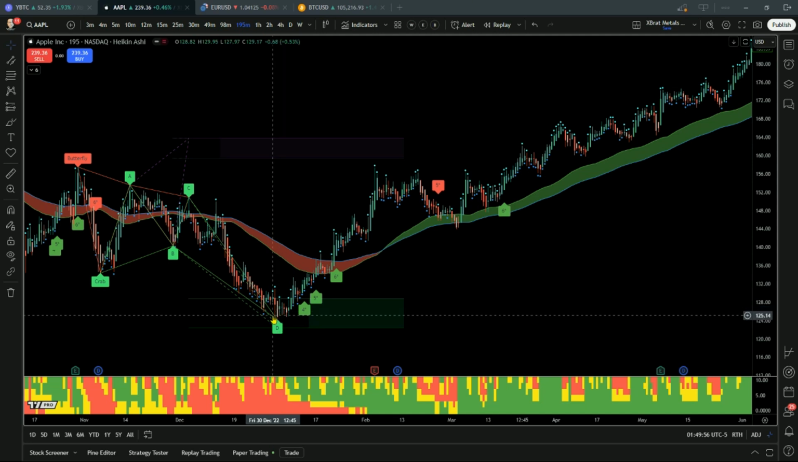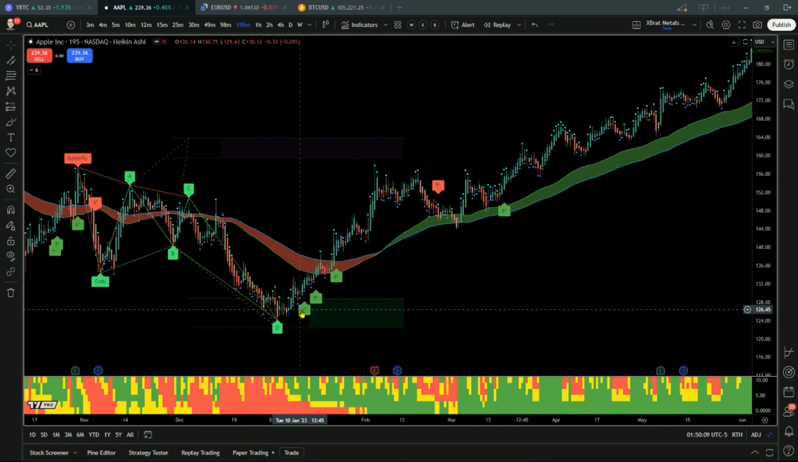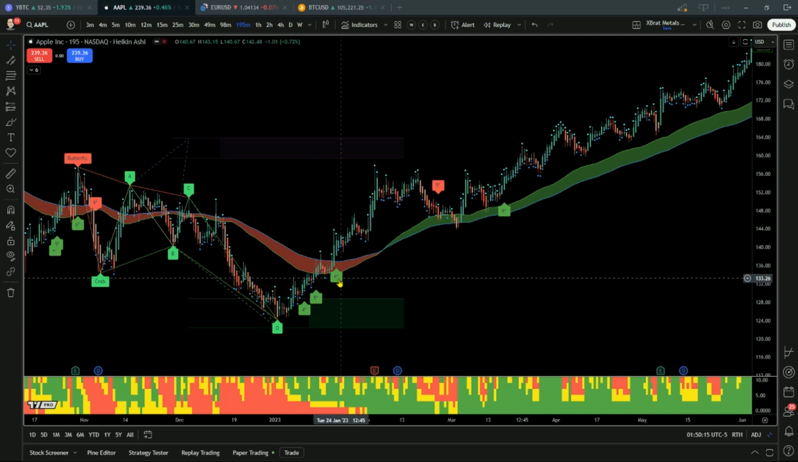What I need is confirmation from the xBrat algo. What we can see here is that the xBrat algo is actually a confluence signal tool. A 4-star buy means there are 10 out of 12 confluences to give us that signal. 5-star is 11 out of 12, and 6-star is 12 out of 12.